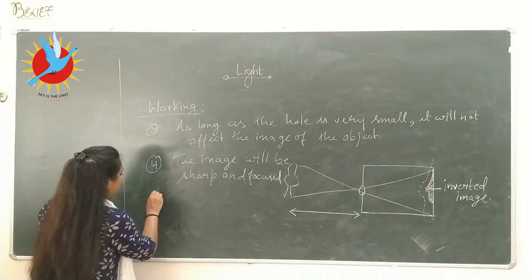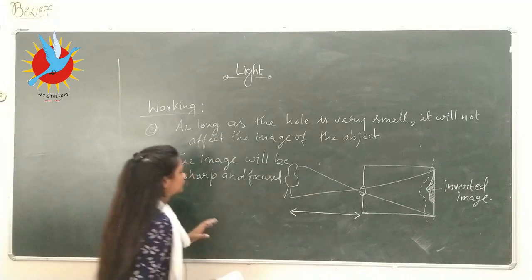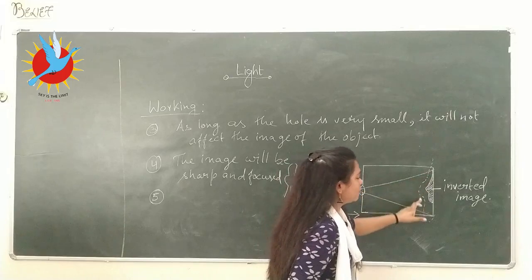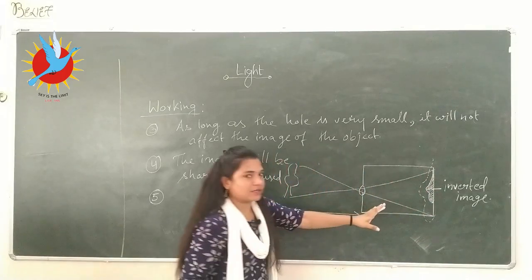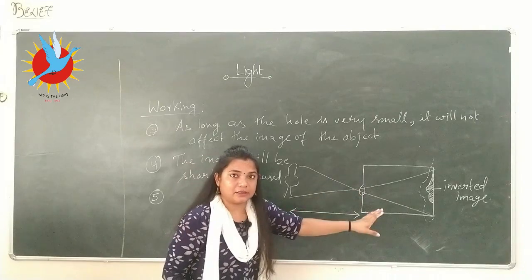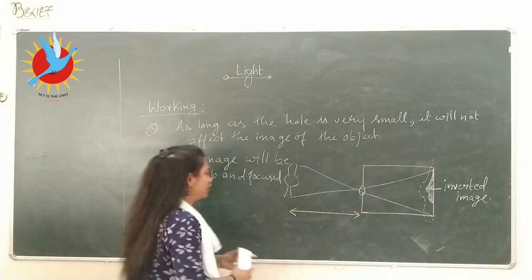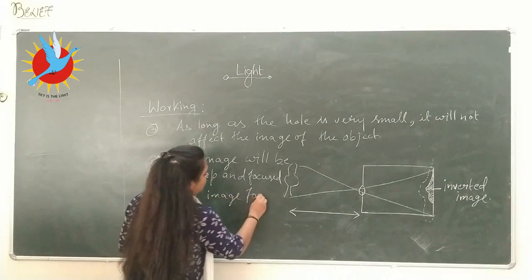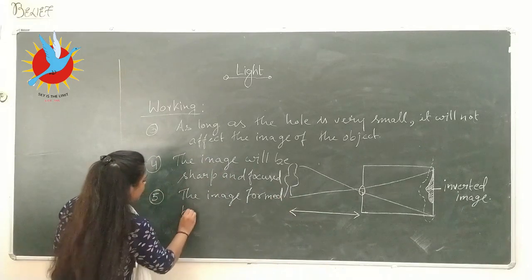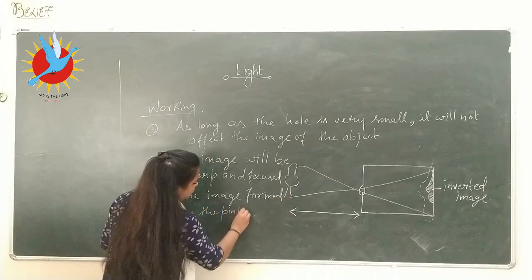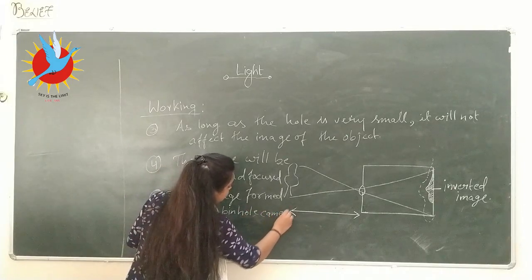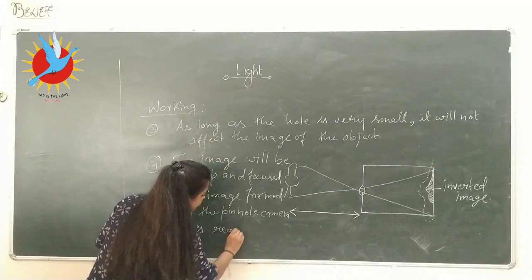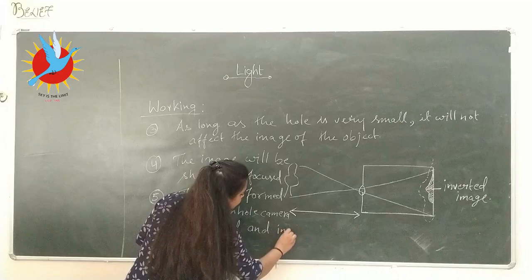And the fifth point is, since the image can be formed on the screen, it is not imaginary, hence the image is real. Inverted but real. So the image formed by the pinhole camera is real and inverted.